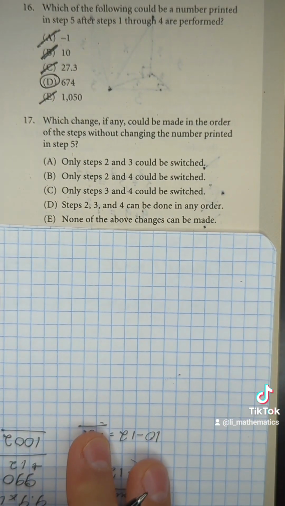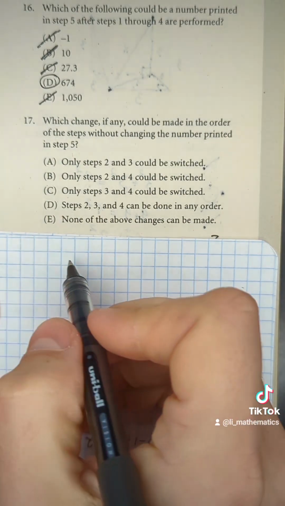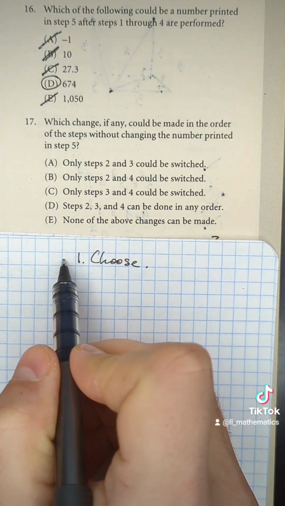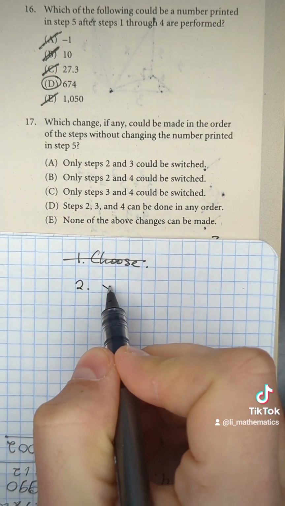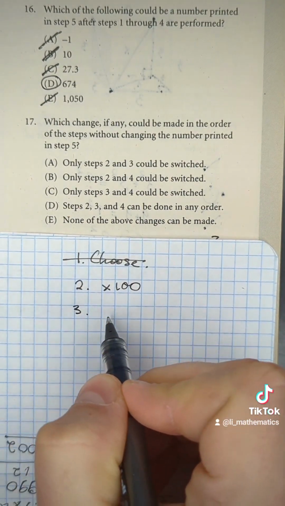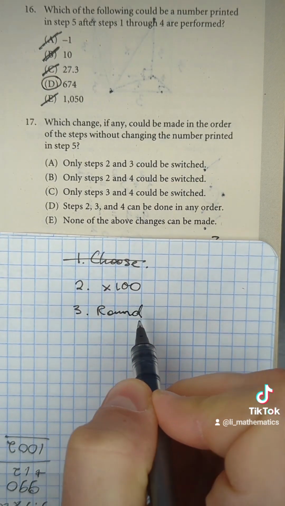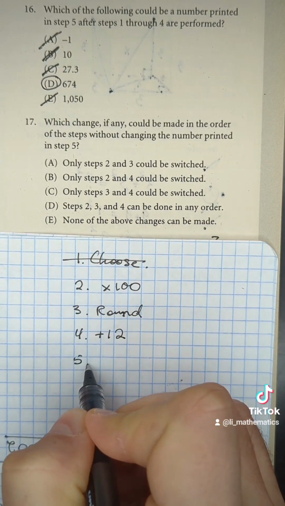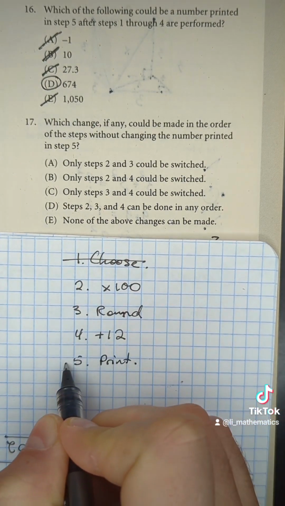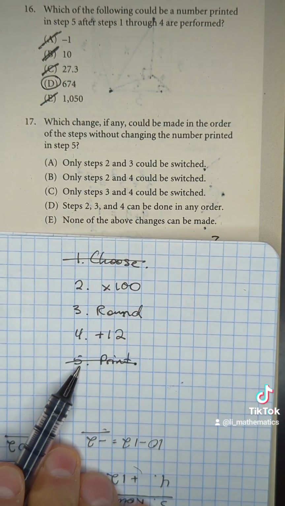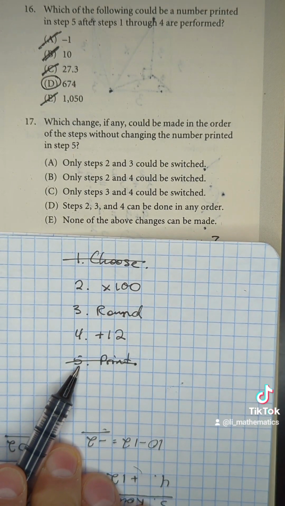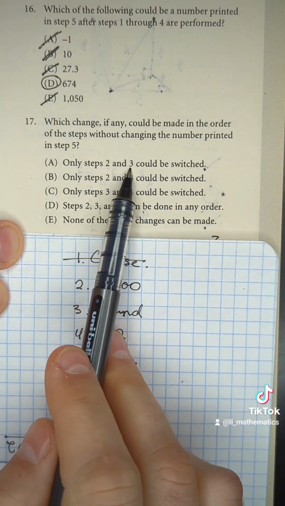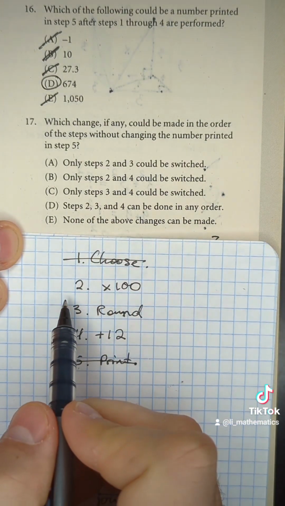And for question number 17, we're being asked how we can rearrange these steps and still get the same number printed on step 5. So the answers are only dealing with steps 2, 3, and 4. Let's just write them down as a reminder to ourselves what those are. Again, step 1 and 5 do not have any bearing on the answer. And we're just going to take a look at the answers one by one and test to see which ones work.